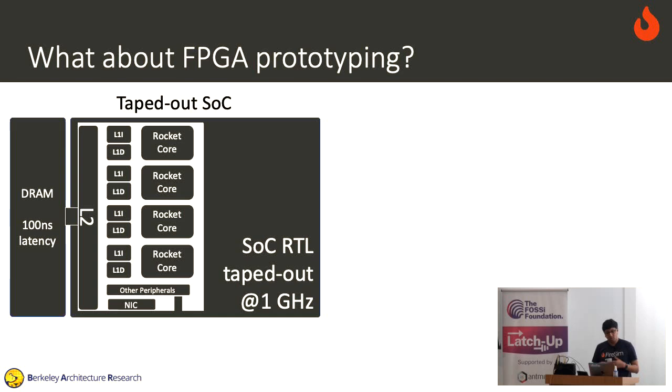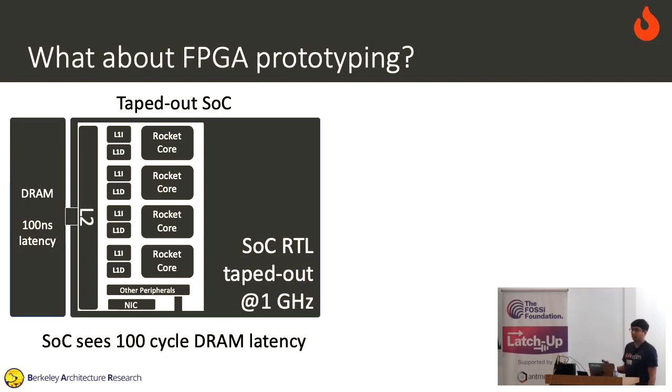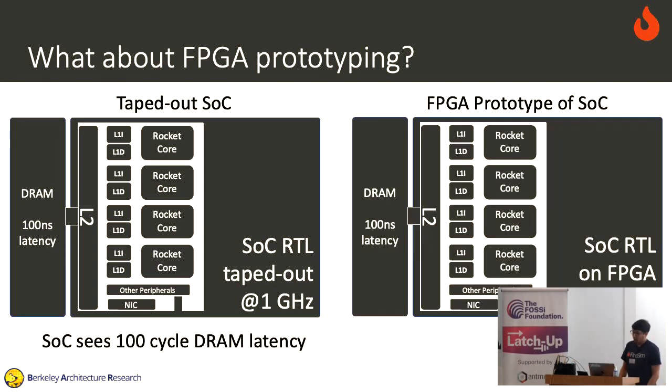So what happens if we try to use an FPGA prototype to model something like some SoC that we're going to tape out? Let's say this is a quad-core RISC-V system. We go and tape it out. It's going to run at something like a gigahertz. And if we have some DRAM attached to this thing, and let's say that DRAM has 100 nanoseconds of latency, software running on this thing is going to see 100 cycles of DRAM latency. So of course, if we run performance measurements running software on this, we're going to get real results because it's a real system. But if we build an FPGA prototype of this thing, things kind of go south.